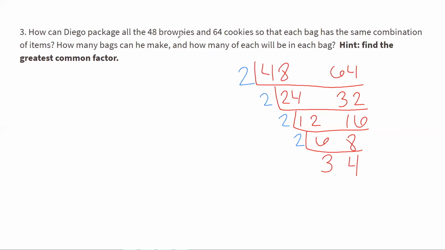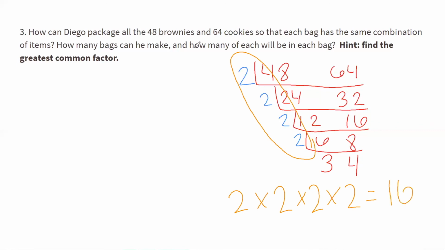And now with 3 and 4, the only number they're both divisible by is 1. So we're done. We can't keep dividing anymore. But we want to take these numbers on the left that we divided by and multiply them. 2 times 2 times 2 times 2. 2 times 2 is 4. 4 times 2 is 8. 8 times 2 is 16. So our greatest common factor is 16.